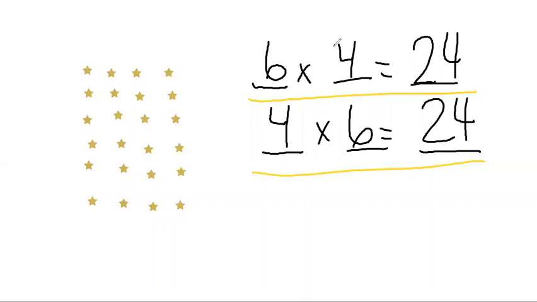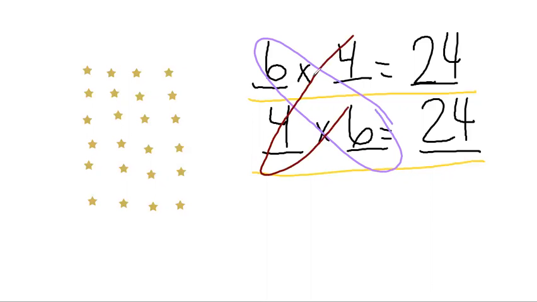Again, my factors did not change. I used a 6 in both multiplication problems, and I also used a 4 in both multiplication problems, which is why I got the same answer of 24 in both. As long as the two factors multiplied together stay the same, you're not going to get a different answer. That does not matter. Let's try another one.